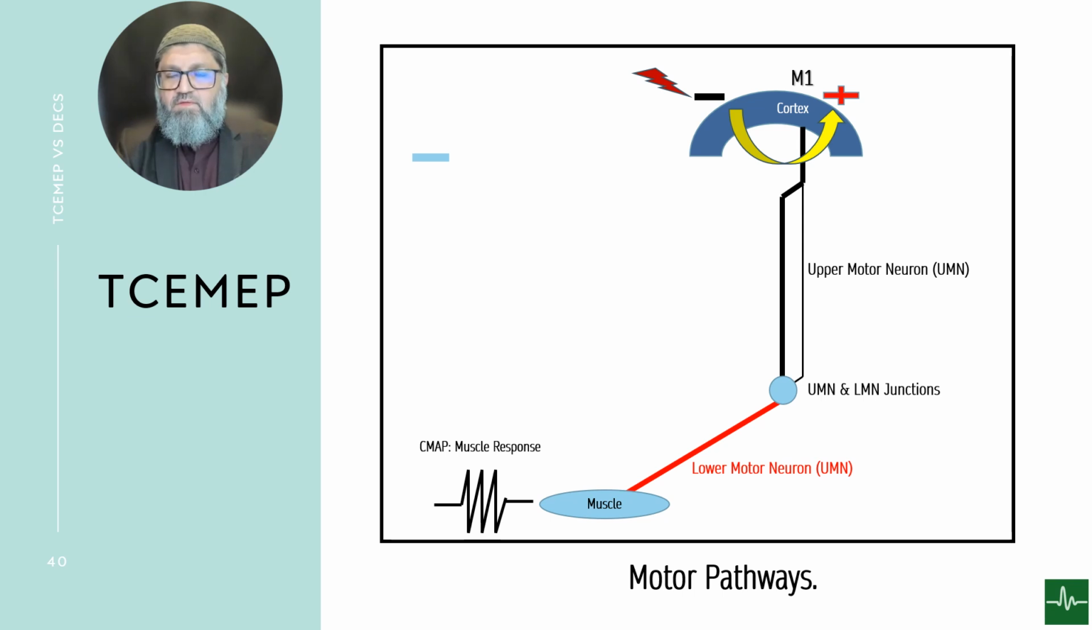This is the schematic presentation of the upper motor neuron from cortex to lower motor neuron, and the lower motor neuron from the anterior horn cells to the muscle fiber. The motor unit consists of anterior horn cells, lower motor neuron, neuromuscular junction, and muscle fibers. So those four elements form the motor unit.